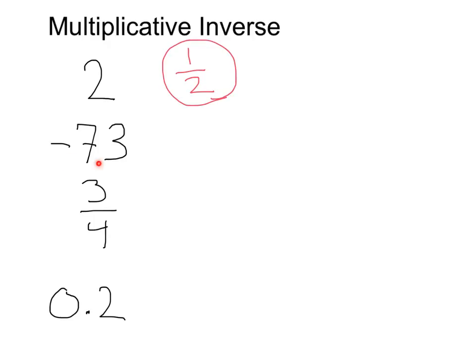Same idea for negative 73. The reciprocal, well, we're going to keep our negative because we don't want a negative one, we want a positive one. Negative 73, we're just going to multiply that by negative 1 over 73.